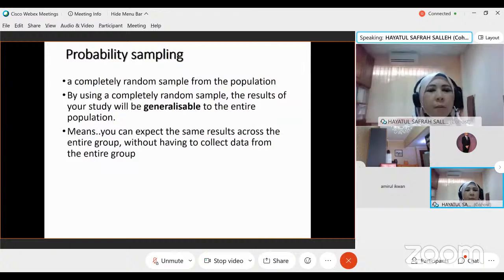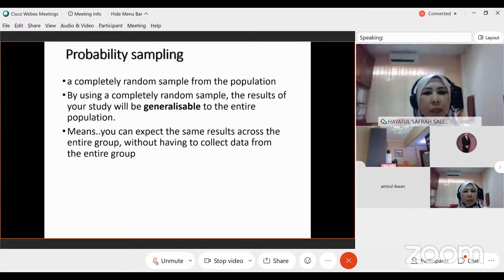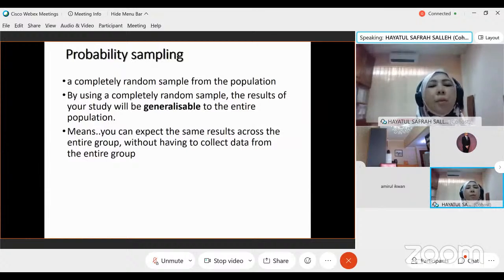Right. Probability sampling. Probability sampling is a completely random sample from the population. Earlier, we said there are two sampling methods, probability sampling and non-probability sampling. Now we discuss probability sampling first. It's a completely random sample from the population, so by using it, the results of your study will normally be generalizable to the entire population.